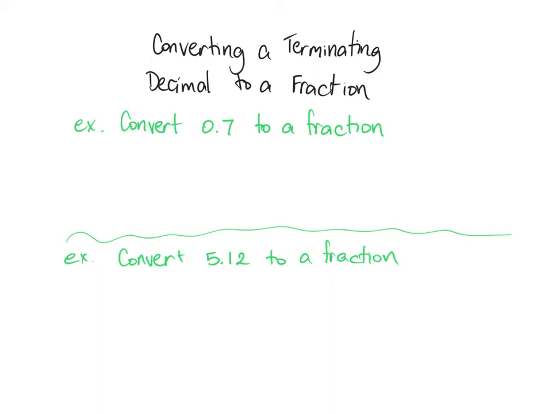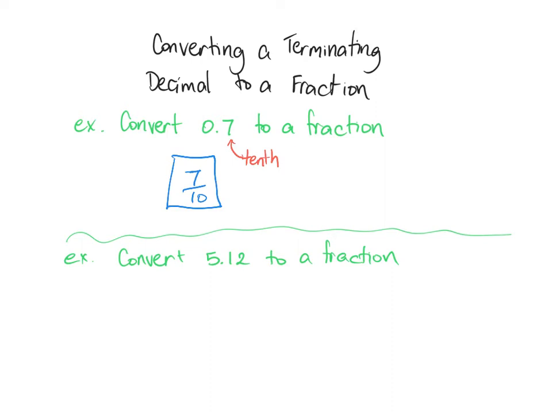All right, so when you see a terminating decimal, you want to look at what place that last digit is in. And in this case, that last digit is in the 10th place. And whatever place that last digit is in will be the denominator of your fraction. So it is over 10 because that last digit is in the 10th place. All right, then you look at the digit or digits after the decimal point, and that becomes your numerator. And so in this case, our fraction is 7 over 10.